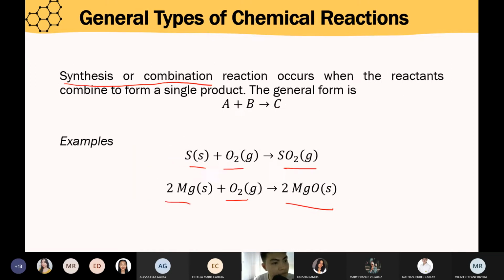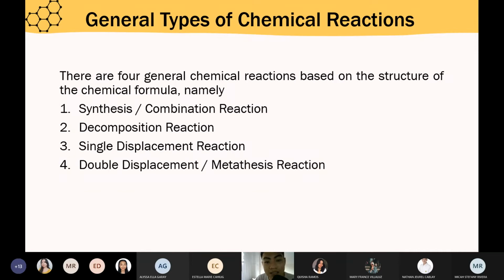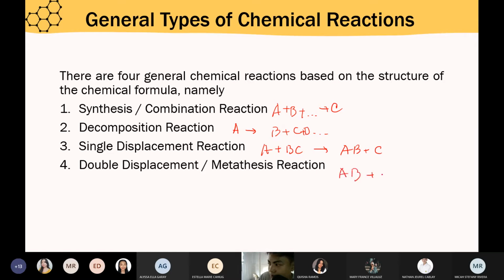Okay? So those are the basic types of chemical reaction which we know in high school Gen Chem, right? So again, synthesis, A plus B forming one molecule. Decomposition, you have your A decomposing into multiple molecules, B, C, D, dot, dot, dot. It can be more than 2. And then for single displacement, you have your A plus BC. It can become AB plus C. Something like that. And then for double displacement, basically you swap partners, AD and BC. Okay? Something like that.